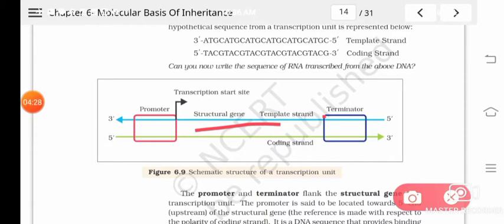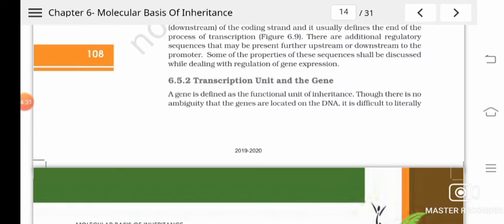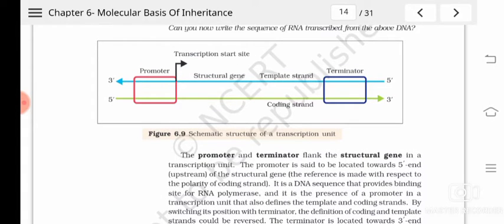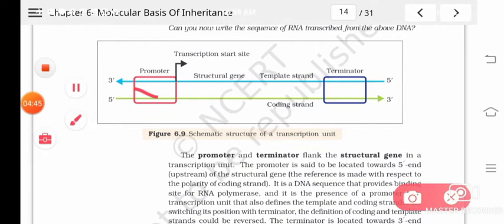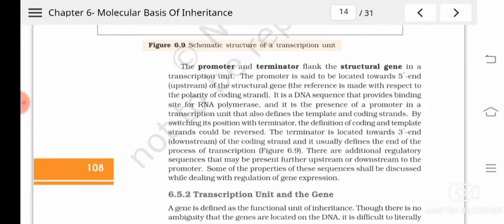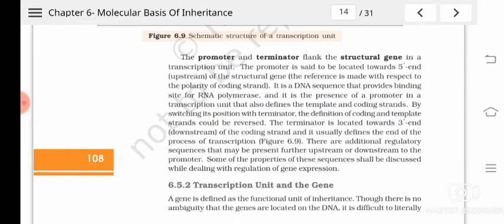Is it clear? Before explaining the process of transcription, let's see the special structures of the transcription unit. A transcription unit, I told, will have a promoter region, then the structural region and the terminator region, isn't it? Now the promoter region is a DNA sequence that helps to attach the RNA polymerase to it.